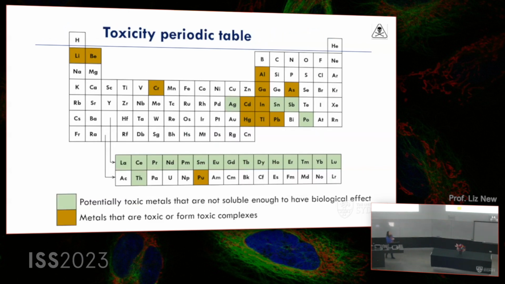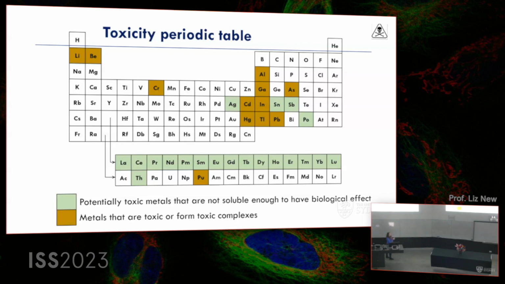So this is the toxicity periodic table. These are the metals that we generally worry about. We call these the heavy metals. So silver and cadmium and mercury and lead are the things that are most often talked about. We also have a whole lot of compounds in green which would be potentially toxic, but they're not soluble enough for us ever to encounter them at high enough concentrations to have biological effect. And in fact, the only times they ever really have effect are in cases where people have kidney disease and therefore can't get rid of these metals normally through urine, and then they will accumulate and may have effect.